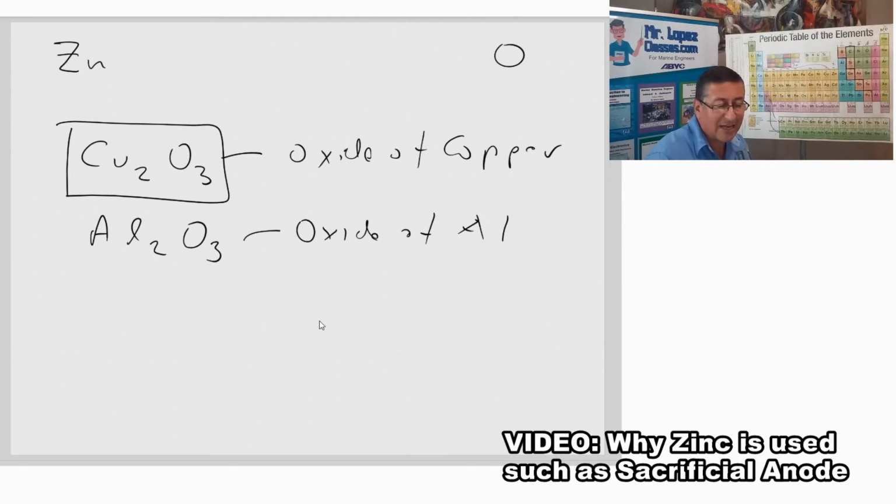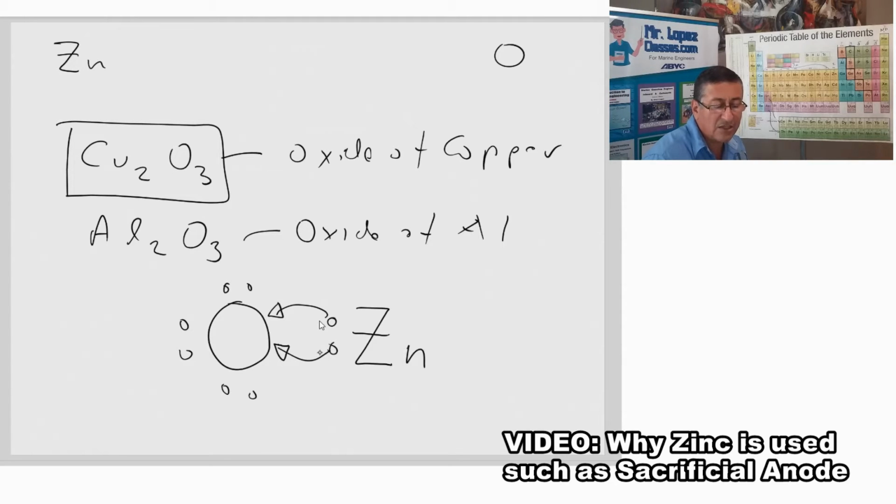When the oxygen attacked the zinc, immediately the situation is this. The oxygen has 6 electrons in the last orbit, and zinc has 2. What happened? What element has more energy? Oxygen. What element has less energy? Zinc. Immediately the oxygen attracts the 2 extra electrons and the zinc releases those electrons.